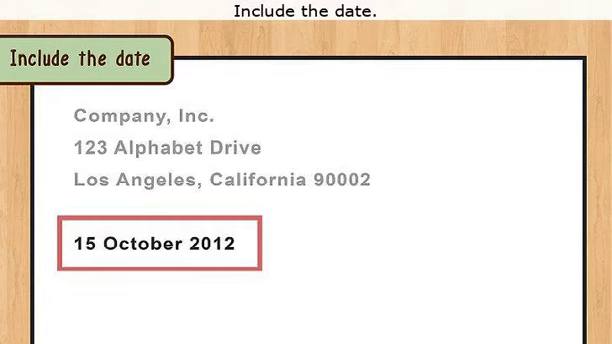Step 4. Include the date. Writing out the full date is the most professional choice. For example, write either April 1, 2012, or the 1st of April 2012. This should appear left justified a few lines below the sender's address. If you wrote your letter over several days, use the date that you finished the letter.